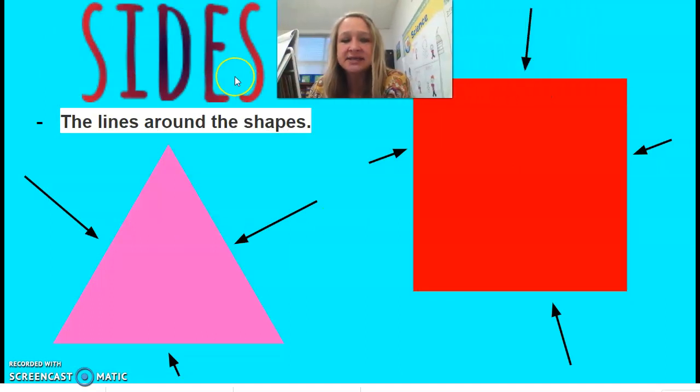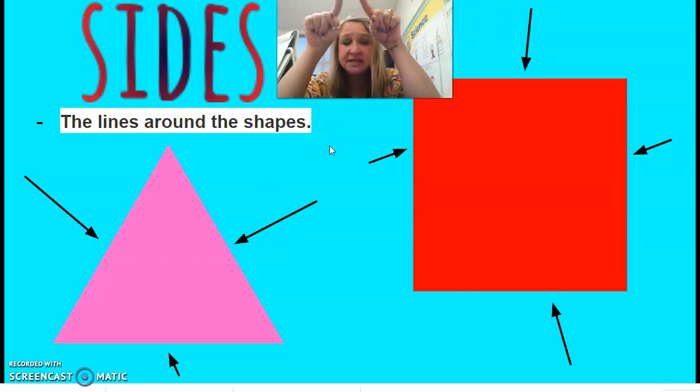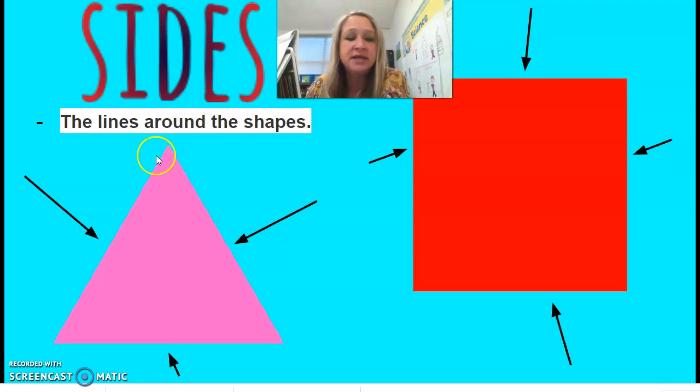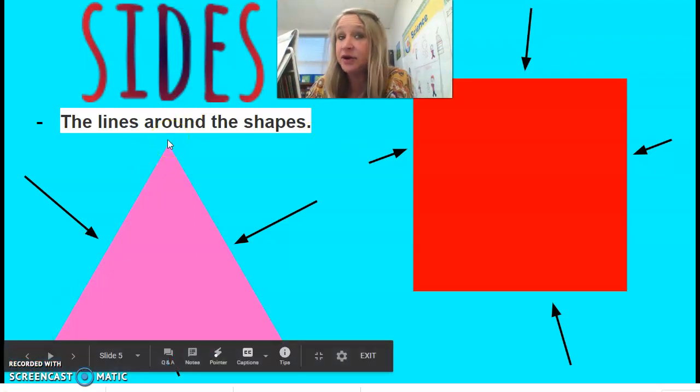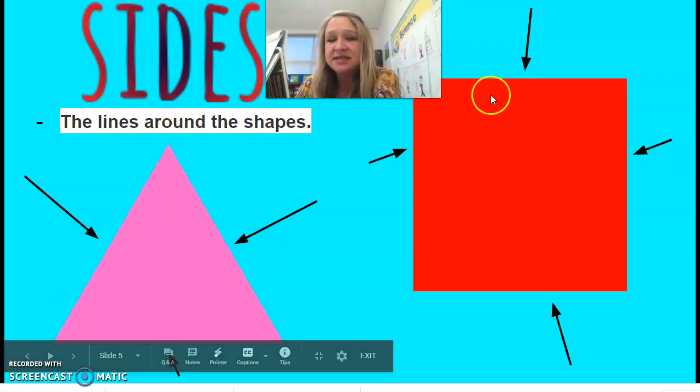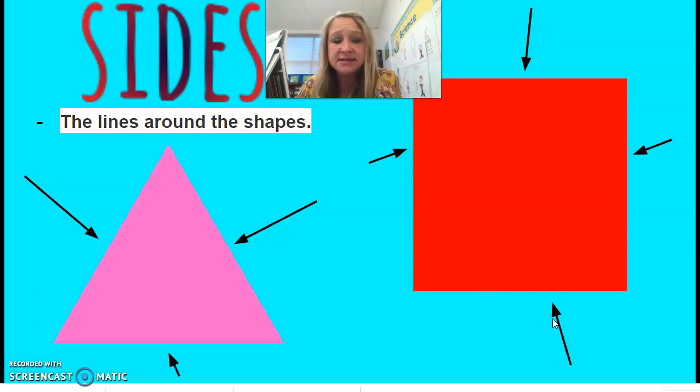Sides. Say sides. Sides are the lines around the shape. So when you draw a line around the shape, you're drawing the sides. The sides are these lines that connect to the vertices. So the sides are the lines around the shape. All these arrows are pointing to the sides.